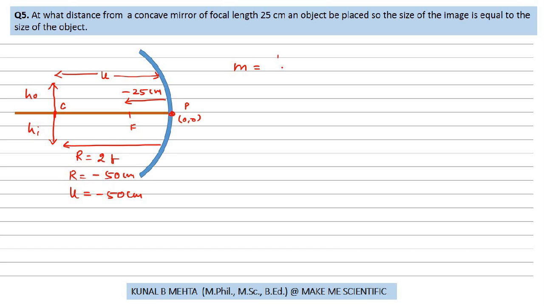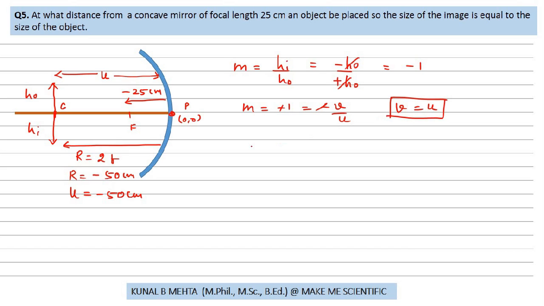Magnification is equal to hi upon ho. Now hi has to be negative of ho, because the height of the object and image are same, but the height of the image is negative because it is real and inverted. So the answer is minus 1. We are going to use this trick. So magnification is minus 1, which is equal to minus v by u. Minus minus cancels, so we have v is equal to u.